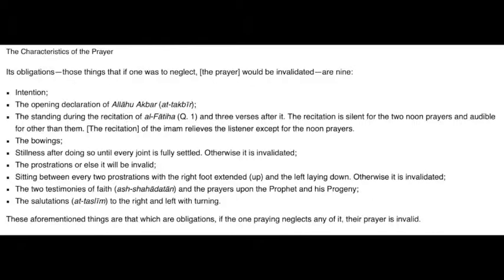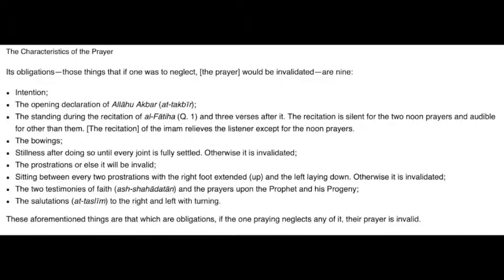It refers to the settling of the body and limbs in the standing position before and after the bowing. If one is not settled completely before the bowing and after it, the prayer would be invalidated. The 6th obligation, according to this text, and the 7th, according to Al-Azhar, is the prostrations, or else it would be invalid. The settling of the 7 limbs on the ground must be all at once and long enough for the tasbih to be recited.